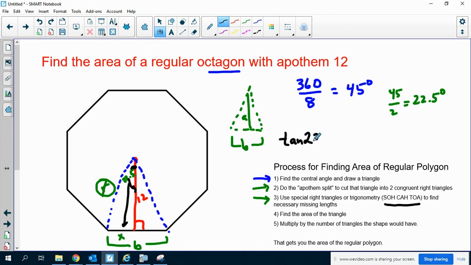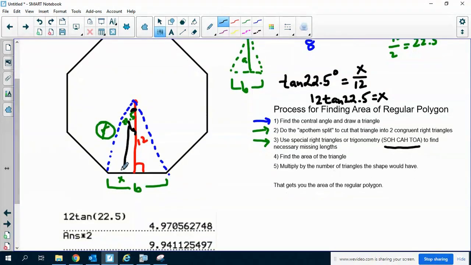Tangent of 22.5 equals x over 12. Then I multiply the 12 to both sides, and that gets me x. So x is equal to 4.97. Then I'm going to multiply that by 2, and as you see, I already did that on the calculator. So that's like 9.941. So that's the length of the base.